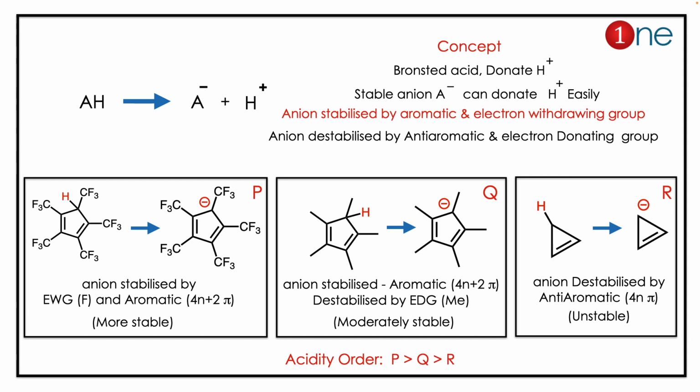So if you look at it, CF3 is a strong electron withdrawing group, so it's stabilized. Second one, you have methyl. The Q one, you have methyl instead of CF3, that's why it comes second. Because according to Huckel rule, it is also aromatic by 6 pi electrons. The third one is interesting because it is an anion, it is anti-aromatic, it has 4n pi electrons. So the stability order will be P, Q, R.